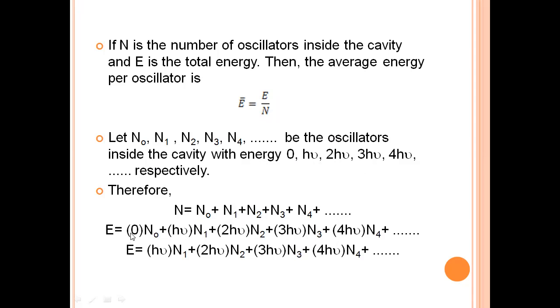That is, the energy of the first oscillator 0 into the oscillator number N0, h nu into N1, 2 h nu into N2 plus 3 h nu into N3 and so on. Since the first term is multiplied by 0, the first term will be removed. So we are left with an expression E is equal to h nu N1 plus 2 h nu N2 plus 3 h nu N3 plus 4 h nu N4.